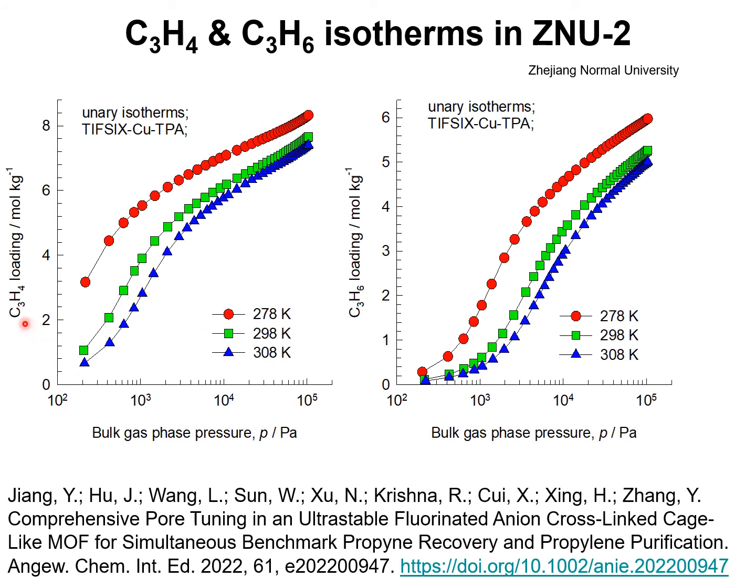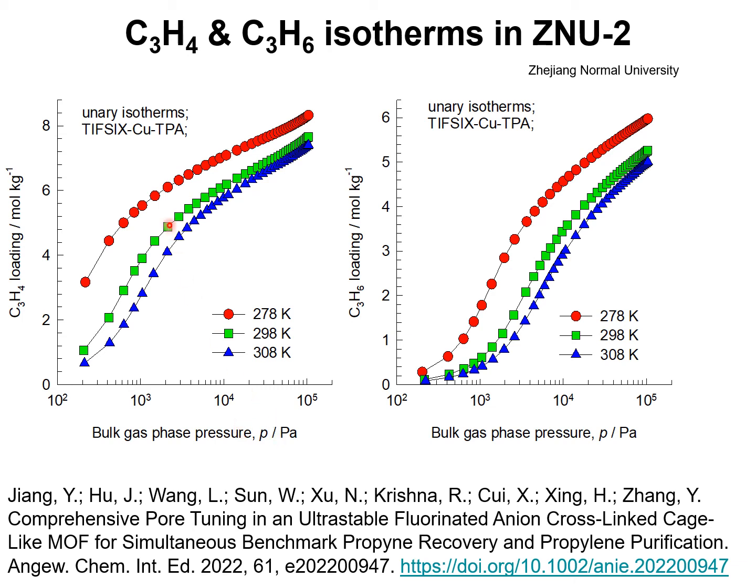Let's examine the experimental data for the unary isotherms for propyne and propene in ZnU2. ZnU2 is TIF6 copper TPA, and the experimental data are taken from this publication. The data for both components show isotherm inflections, and certainly for propyne, the isotherms are also rather steep, and the single site Langmuir model fails to capture the isotherms for both guest species. The dual site Langmuir model also fails, and we need to resort to the dual site Langmuir-Freundlich model.